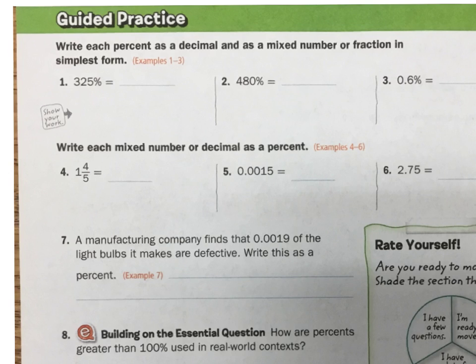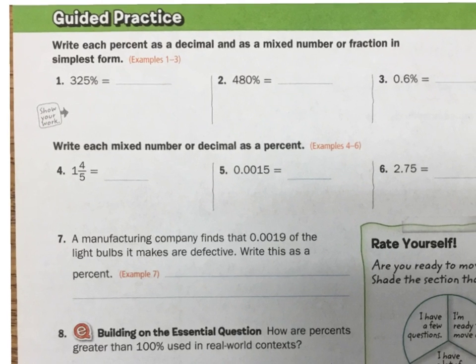This is the guided practice for 2.4, and we're dealing with percents greater than 100 and percents less than 1%, and we're writing these as fractions and decimals and vice versa. Okay, so let's read carefully what we need to do here.